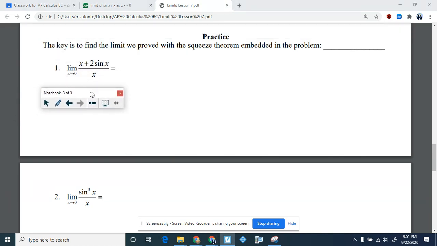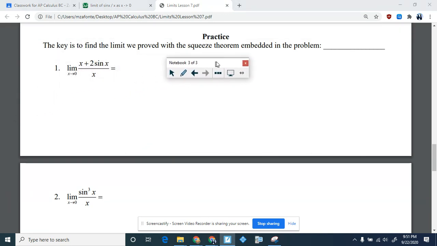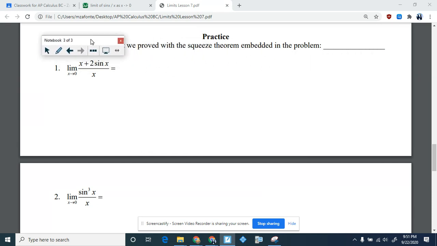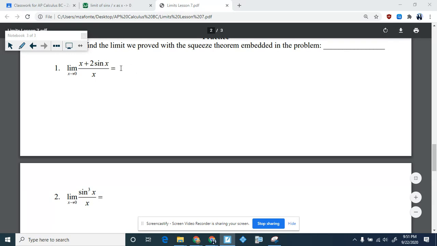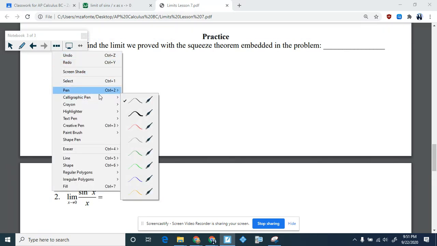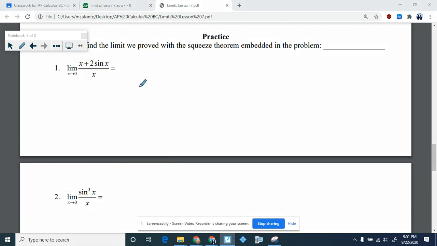So here we go. It says the key is to find the limit we proved using the squeeze theorem embedded in the problem. So in other words, the limit of sine x over x as x goes to 0. You want to see that somehow embedded in the problem and then extract it using properties of limits. So like right here, I see sine x over x. I see that. It's embedded in the problem.